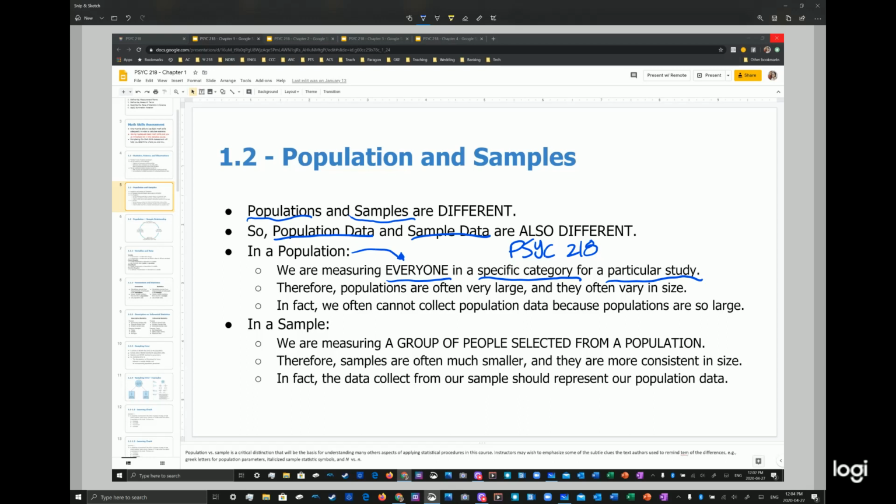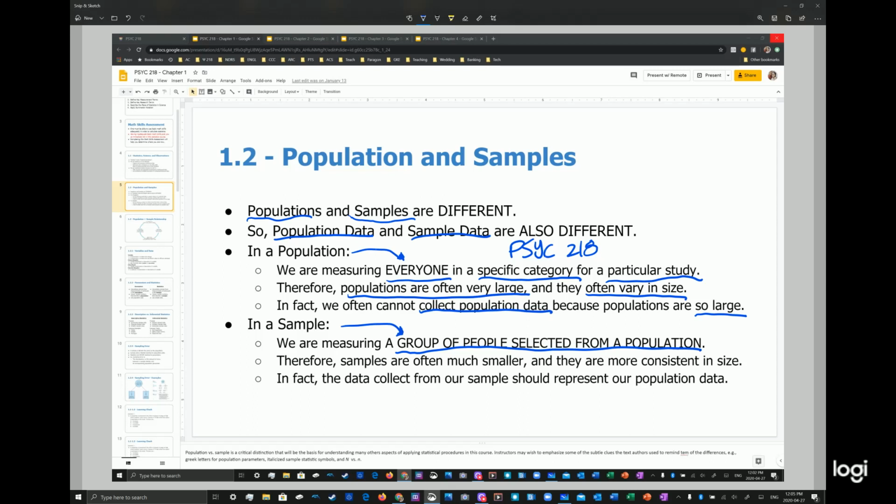That's a particular study. Like this says here, populations are often very large, and they also often vary in size depending on what we ask. In fact, because they're so large, especially in the thousands, hundreds of thousands, or millions, we cannot collect population data because we can't ask everybody. Instead, what we can do is ask a part or a sample of the population. So from the same population, we can ask a group of people from that population that we choose from.